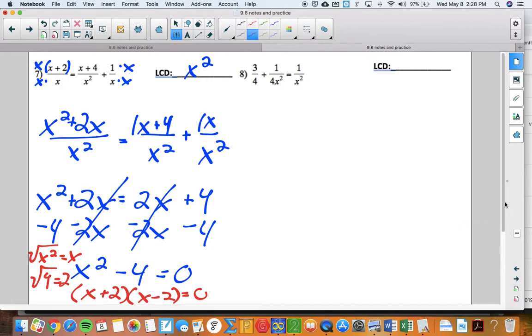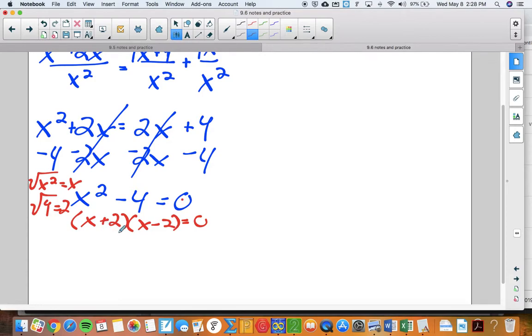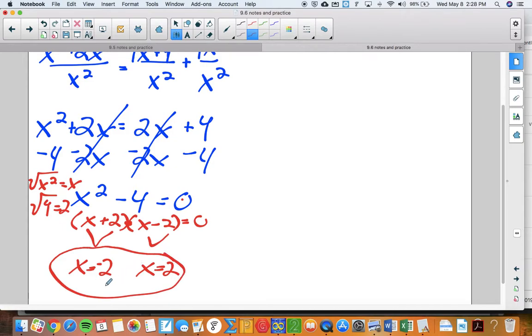But now I know that this gives me a solution of x equals negative 2, because negative 2 makes this become 0. 0 times anything is 0, so it makes the equation true. And if I use this factor, positive 2 makes this factor equal 0, because 2 minus 2 is 0, and 0 times anything is 0. So these are my two solutions, but sometimes you'll see that written as plus or minus 2. Positive 2 is an answer, so is negative 2.